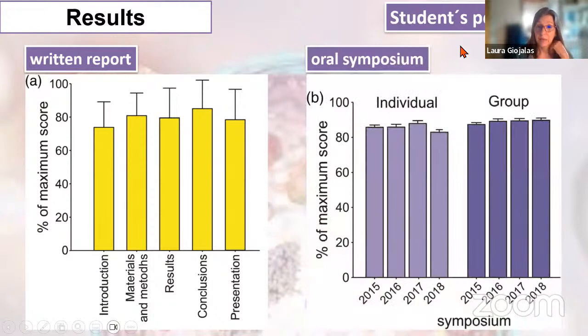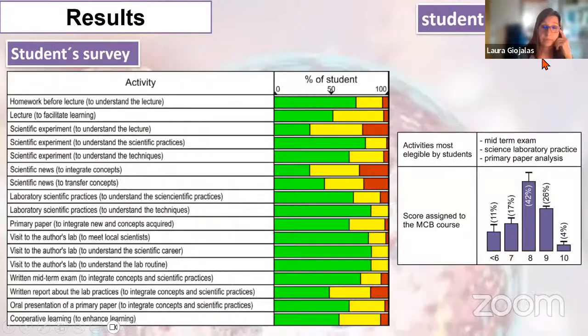And this is the result from the oral presentation of the primary paper in the way of a symposium. We assign an individual score for students and also for the group of students. These scores are also represented as a percentage of the maximum score for the different years here. And they have pretty good scores in this section also.